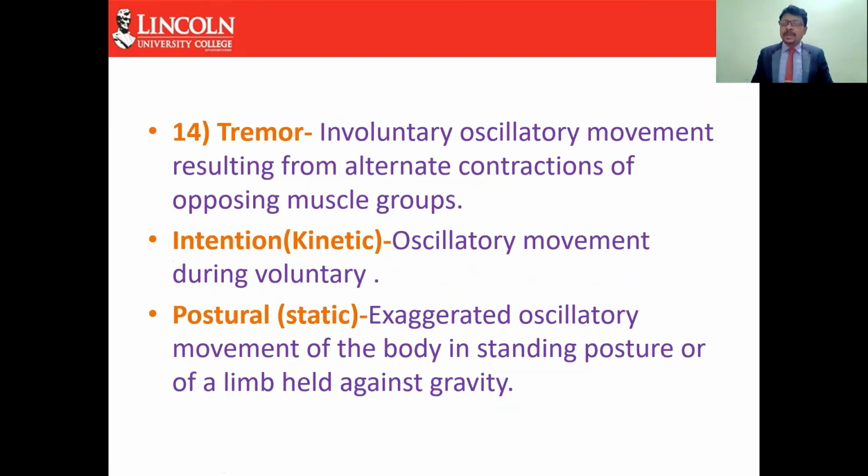Another symptom of cerebellar injury is tremors. Just now we discussed that tremors are also oscillatory movements resulting from the alternating contraction of opposing muscles. For example, in hand tremors, if they try to hold any object, they are automatically going to get shivering and shaking. This movement is called tremors. Especially those who have neurological injuries and degenerative diseases like Parkinson's disease may get tremors. These are involuntary oscillatory movements.